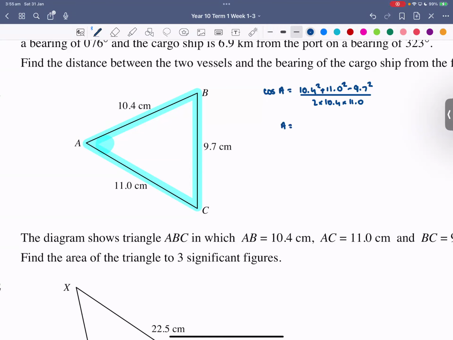All right, and then inverse cos that. Who's got A for me? Just give me 2 decimals for now because it's not the final answer. I'd rather have it accurate. 30.0?